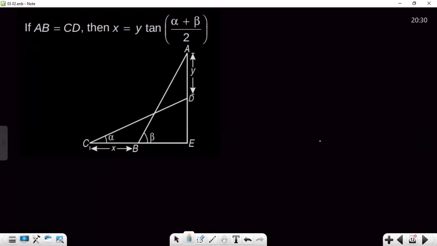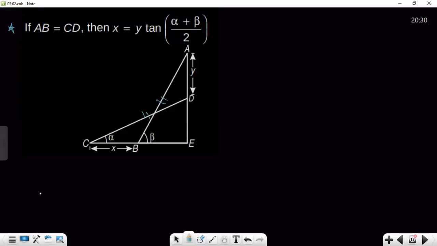Discussing about this, here AB is given as CD. And our conclusion says X is equal to Y into tan of (alpha plus beta) divided by 2. Okay, and this is a direct result that you can remember. If you can remember a lot of things, then you can remember. Otherwise, it's not necessary to remember.